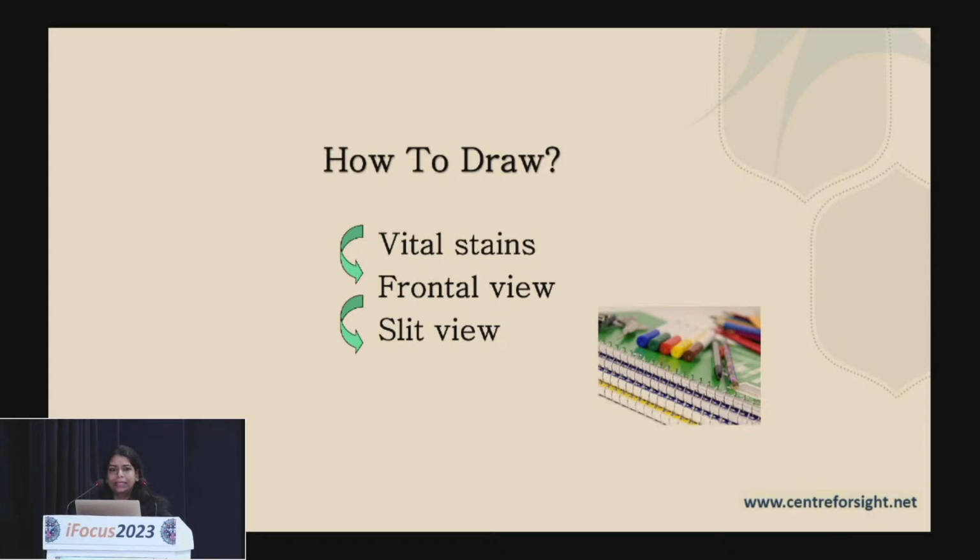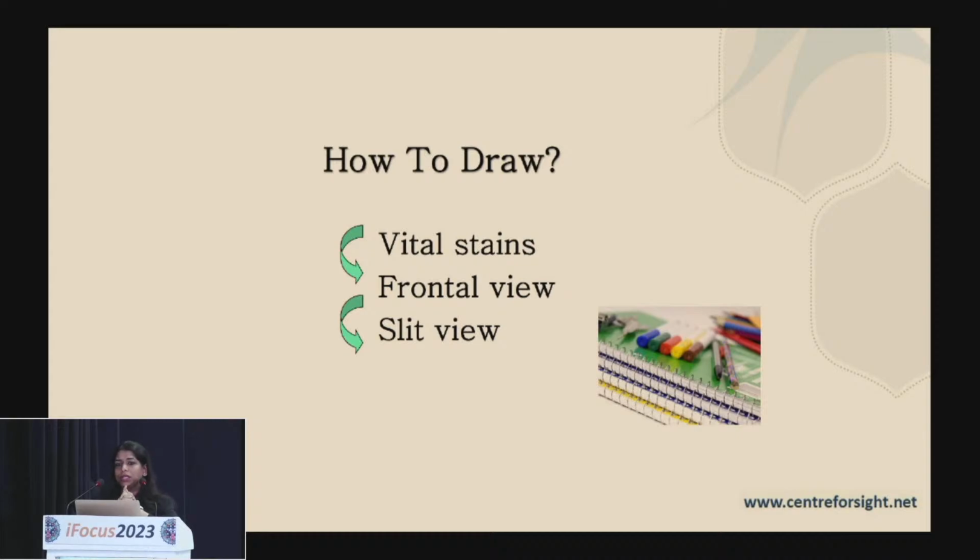So vital staining we are doing before any corneal drawing because we want to know the extent of the pathology. We might see the ulcer looks 5 millimeter and then a lot of infiltrates, but when we stain the ulcer, it might be 7 millimeter, and then it will help you in follow-up, right? So that is why vital stainings are important.